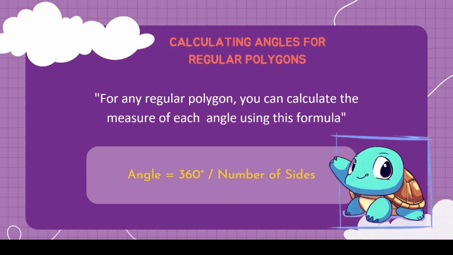We can calculate the angles for a regular polygon using the formula angle equals 360 degrees divided by number of sides. A regular polygon is a polygon with all sides of equal length and all interior angles of equal measure. In this formula, angle refers to the measure of each interior angle of the regular polygon and number of sides refers to the count of sides in the regular polygon.